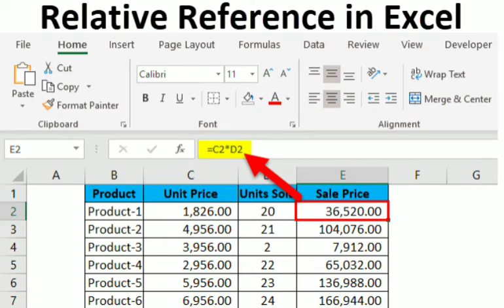In this video, we will learn different types of cell reference. In the last video, you learned what cell reference is. The different types are relative reference, absolute reference, and mixed reference. The first one is relative reference. We are using formulas in Excel.